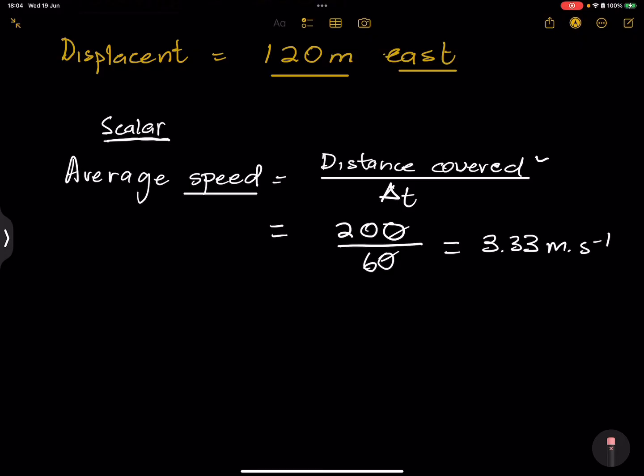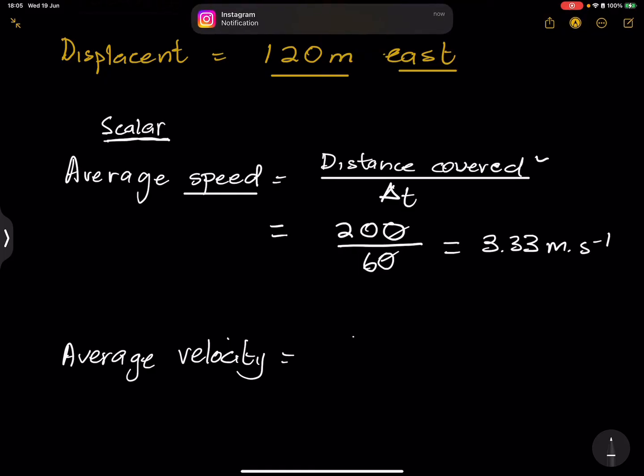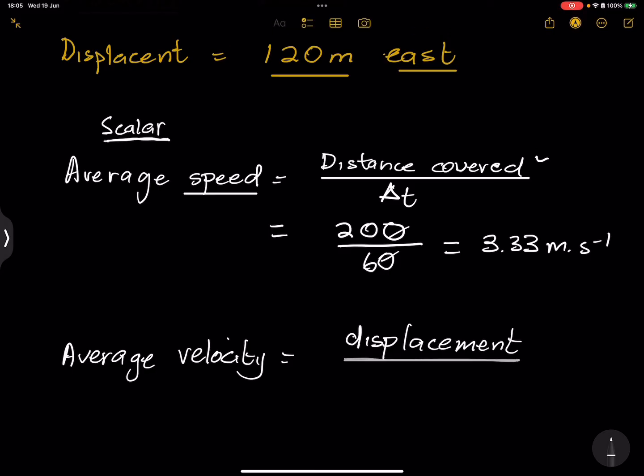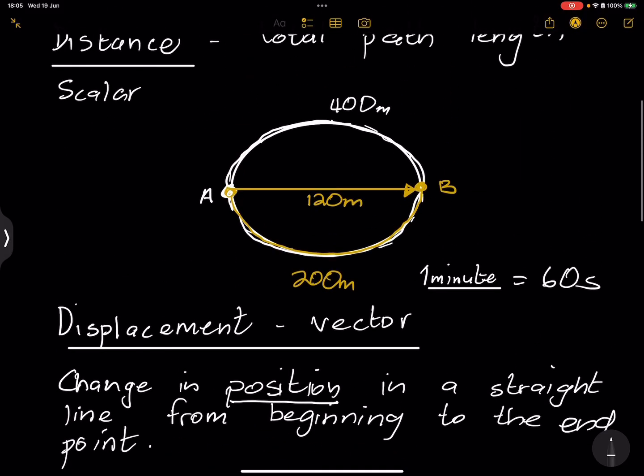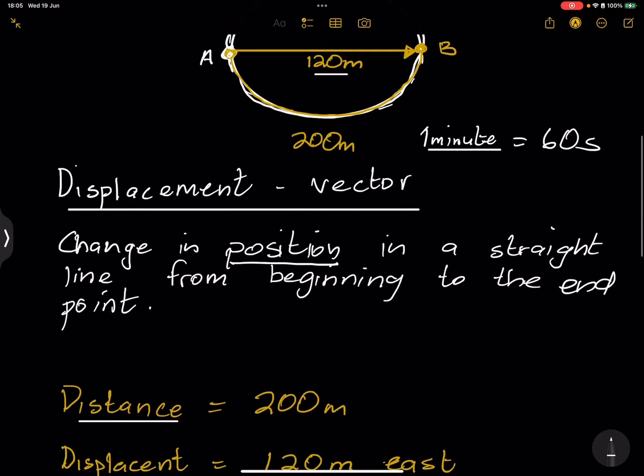Now note, when I take average velocity, so remember that velocity is a vector quantity. So average velocity says, I'm going to take the change in displacement, or my displacement, divided by the change in time, right? So I'm going to say, well, between A and B, what was the displacement? Remember, it is a straight line to the east. We said, well, let's consider it to be 120 meters.